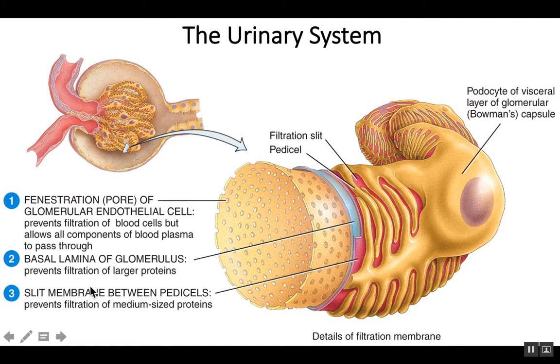Then there's a layer called the slit membrane, which is in between these little pedicels of the podocyte. So here's the podocyte cell, and its little cellular extensions help form another layer. This is like a triple layer filter. And those little pedicels and slit membrane prevent medium-sized proteins from being filtered. So all this stuff, the cells, the large proteins, and the medium proteins stay in the blood. They do not get filtered. Everything else can be filtered.